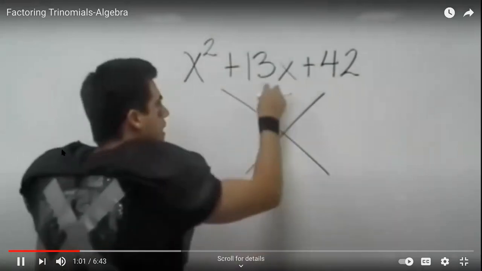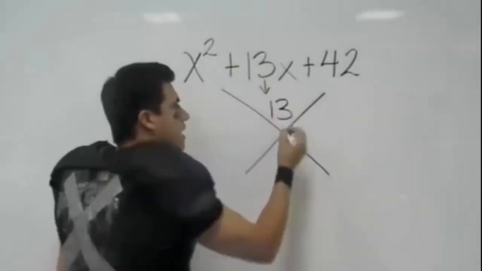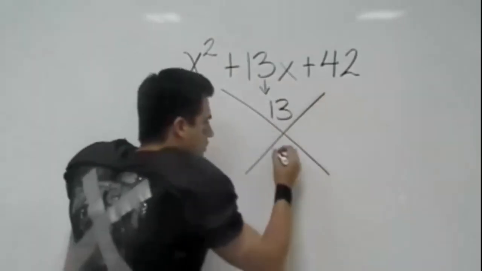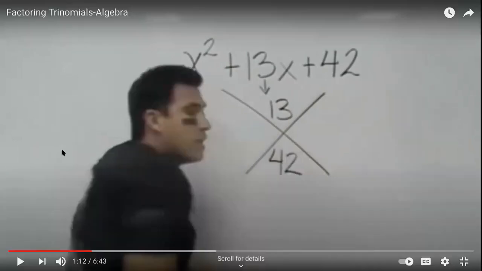Now you drop down this number. So you drop down the 13 and we put it right here. And then you take this 42 and you put it right here. Okay, so I'm going to pause. Got to see some people are trying to write it down.